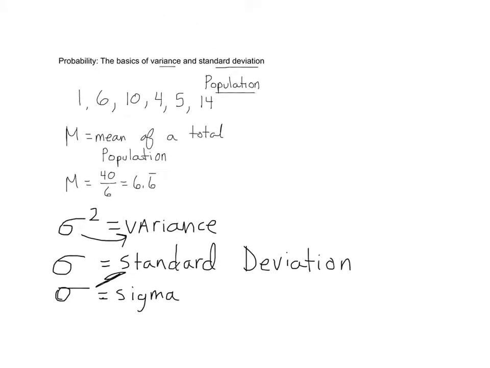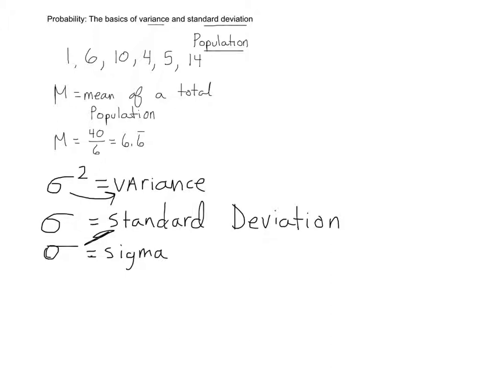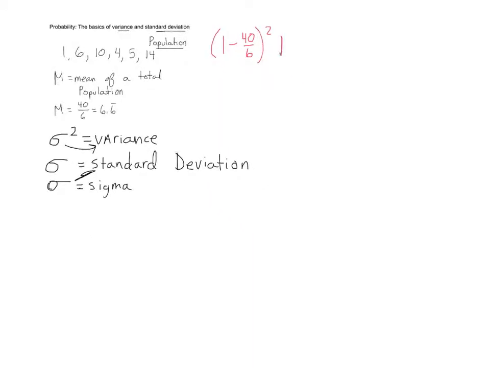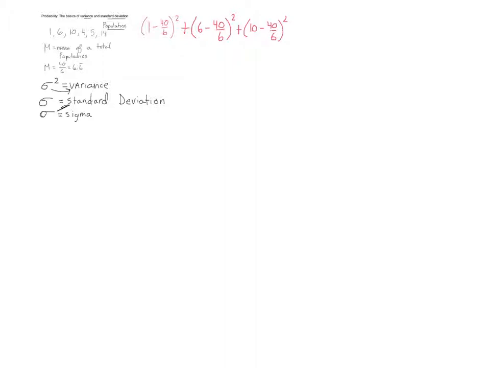Okay, now here's how you calculate variance. Variance is you take the number in your population right here, so 1, and you subtract it from your mean, which is 6.6 repeating, or 40 over 6, and then you square it. And you add them all up, okay? So I need to do that 5 more times. So I'll say plus 6 minus 40 over 6, all squared, plus what? 10 minus 40 over 6, all squared, plus what? 4 minus 40 over 6, all squared.